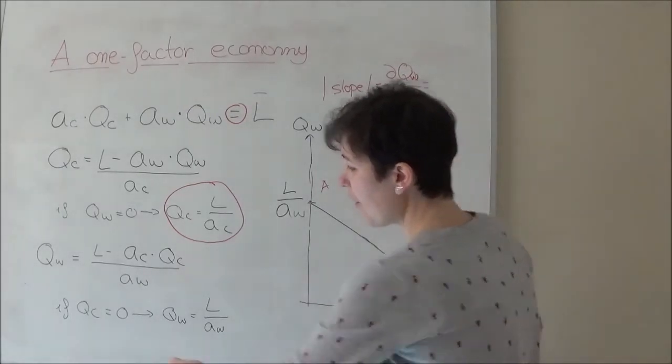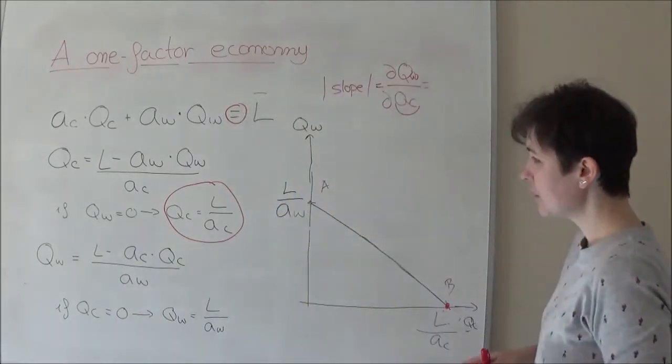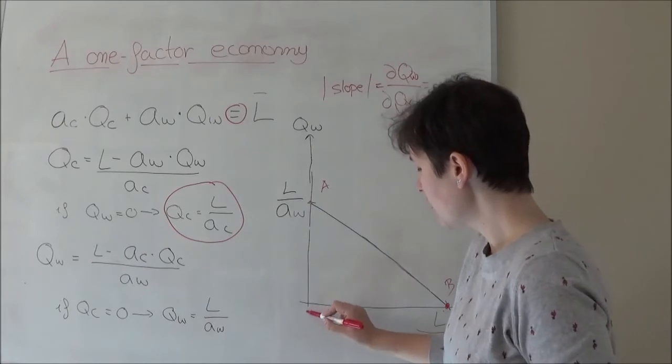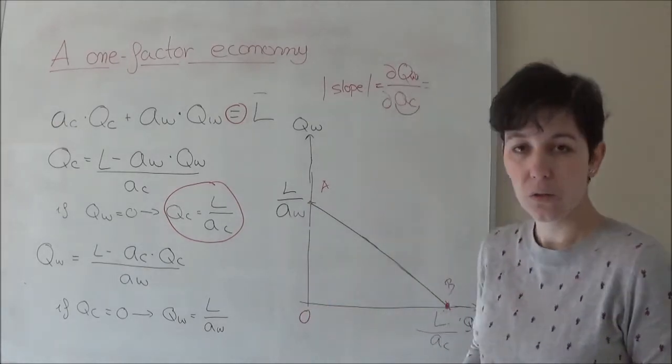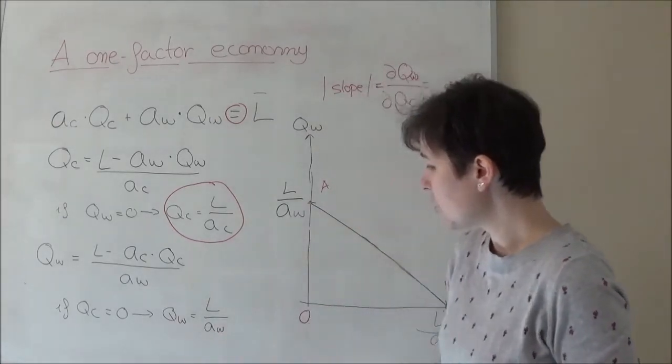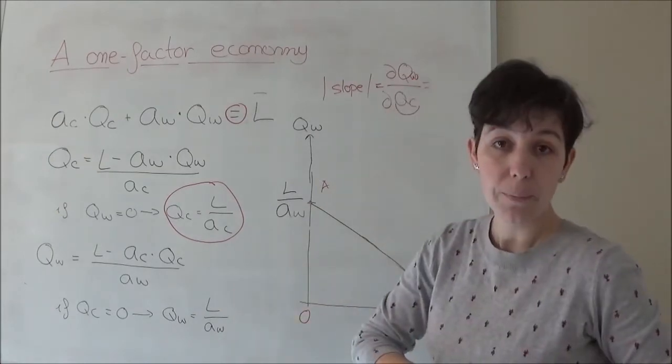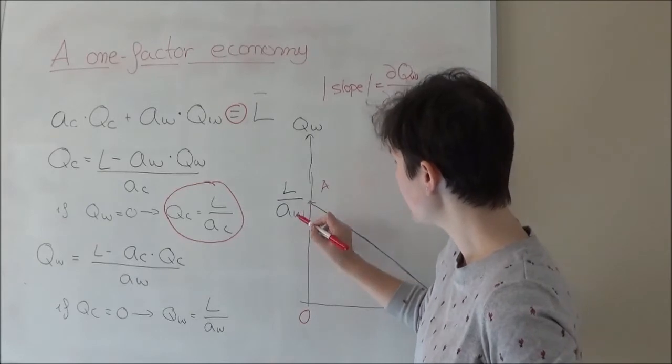Where is that in the graph? Well, when the quantity of cheese is equal to 0, quantity of cheese is here, so equal to 0 is here. Keep in mind that here we have the 0, 0 case. Then the wine is going to be L over the unit labor requirement in the case of wine. So it's going to be this value.